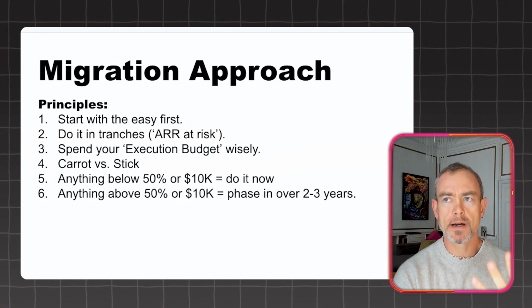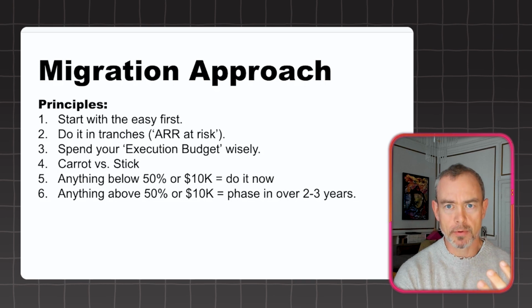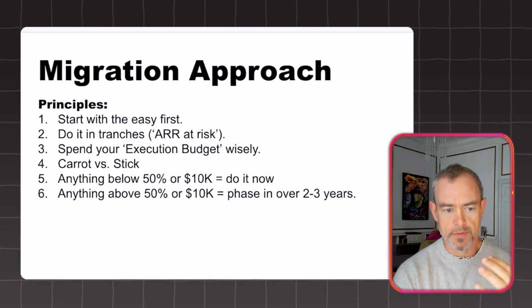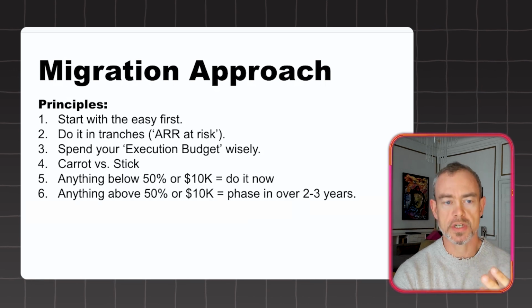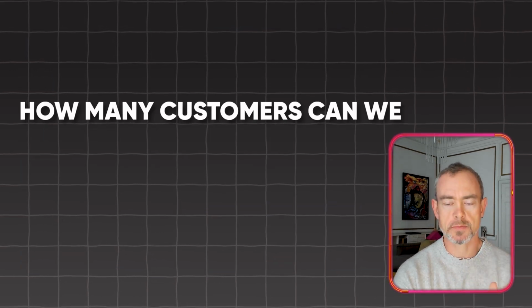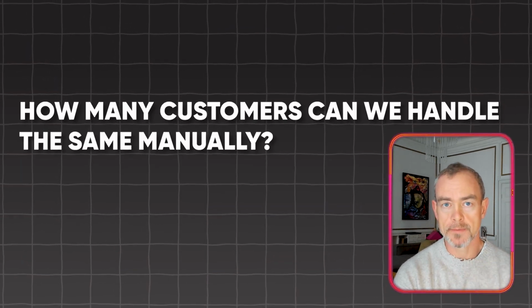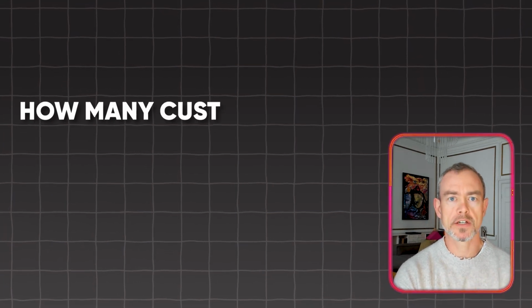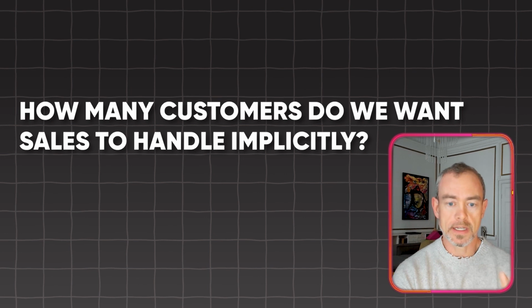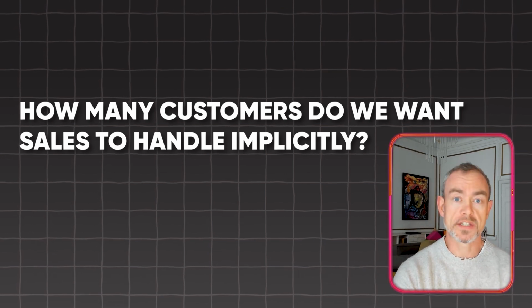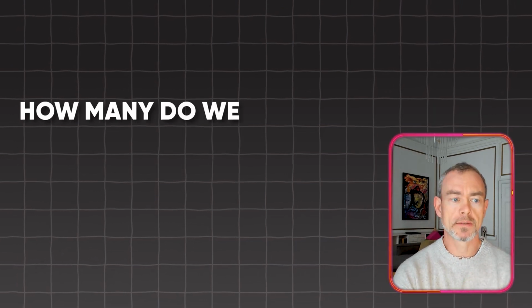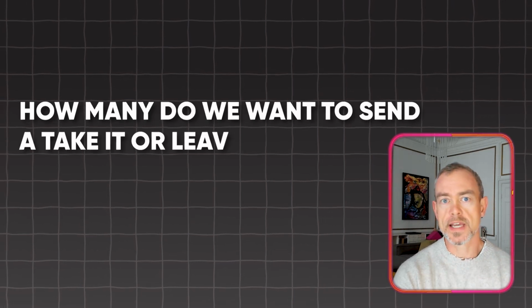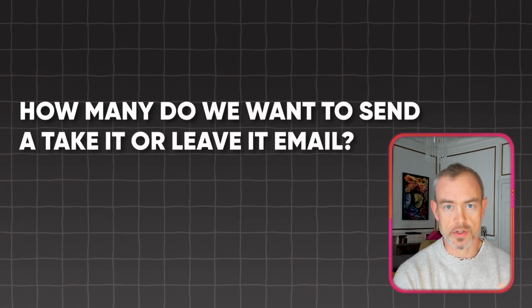So you have a certain amount of time and energy available to do the migration, and it's about getting a grasp of that and figuring out, okay, how much time do we have? How many customers can we handle, let's say, manually? How many customers do we want our CEO to do personally? How many customers do we want sales to handle, which takes up time from new sales? And how many do we want customer success to handle? And how many do we just want to send a take it or leave it email, and they can either churn or stay, but up to them.